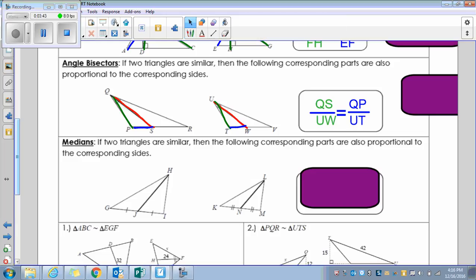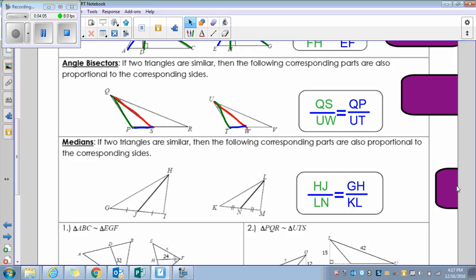So let's finish this off with my medians. Remember, a median connects a vertex and the midpoint of its opposite side. So in this case, HJ and LN are the medians. So for the medians, if two triangles are similar, then the following corresponding parts are also proportional to the corresponding sides. So in this case, we have our medians, and they are still proportional to any pair of corresponding sides.